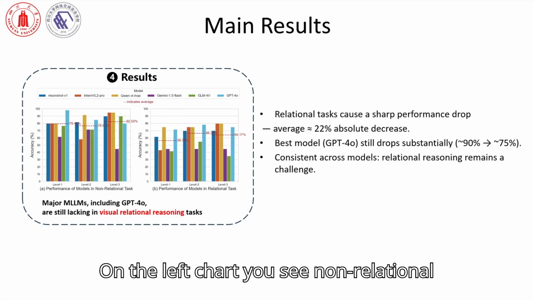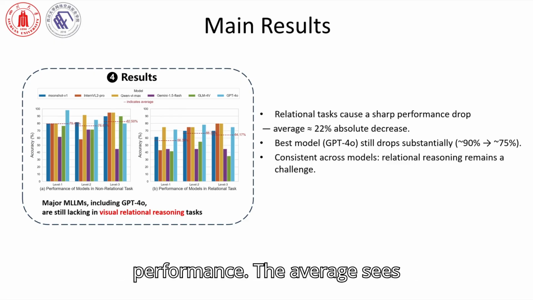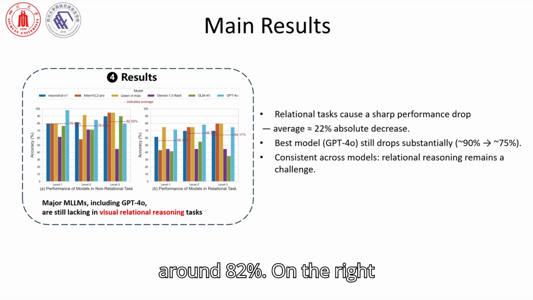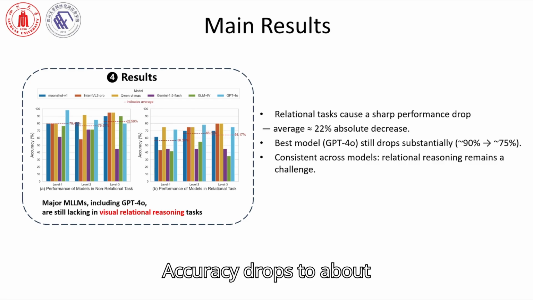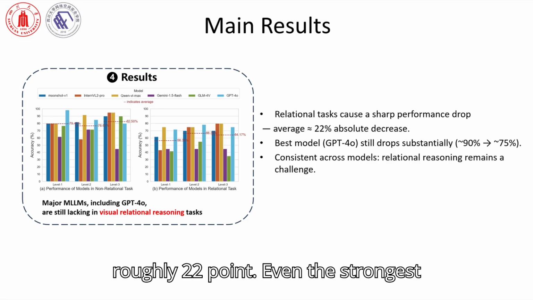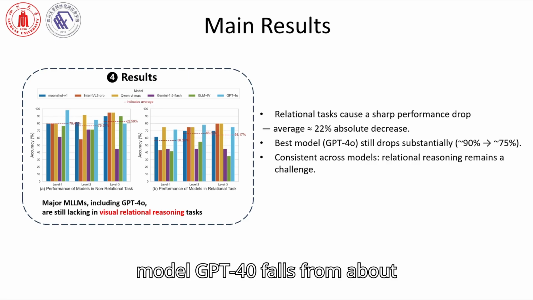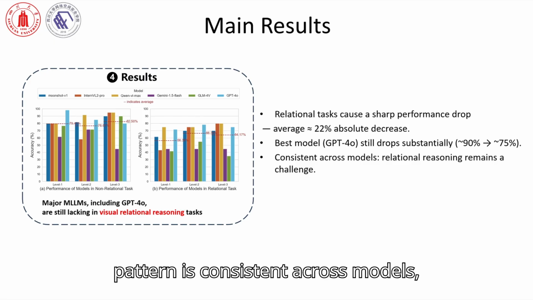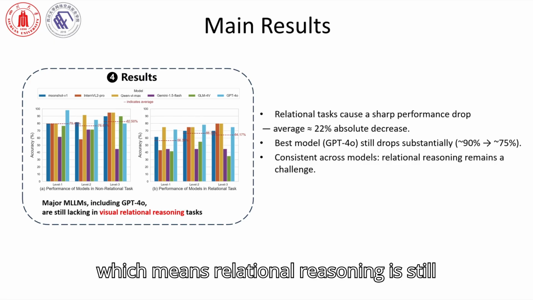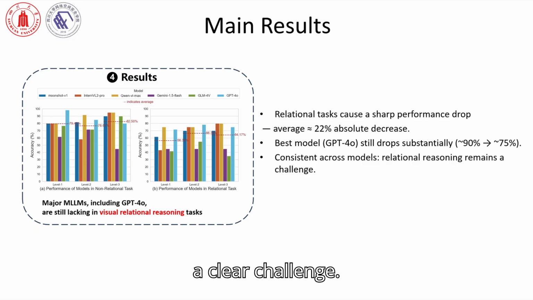On the left chart, you see non-relational performance. The average sits around 82%. On the right chart, we switch to relational tasks. Accuracy drops to about 64% on average, a decrease of roughly 22 points. Even the strongest model, GPT-4o, falls from about 91 to about 75. This pattern is consistent across models, which means relational reasoning is still a clear challenge.